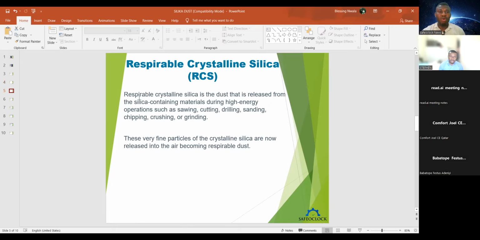All right. So what is respirable crystalline silica? This is the dust that is released from silica-containing material during high energy operations, like sawing, cutting, drilling, sanding, crushing, or grinding. These are fine particles of silica dust, which are released into the air and become respirable dust. When they are released into the air, they are respirable, meaning they can pass through your respiratory system, and you know what that simply means.